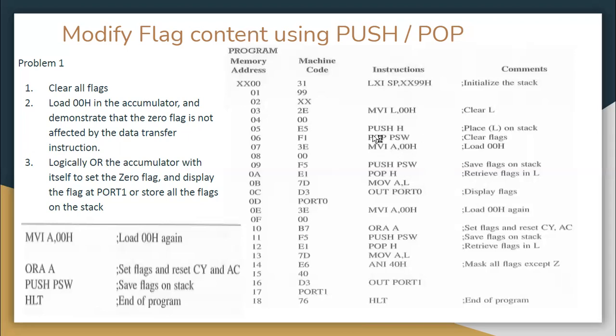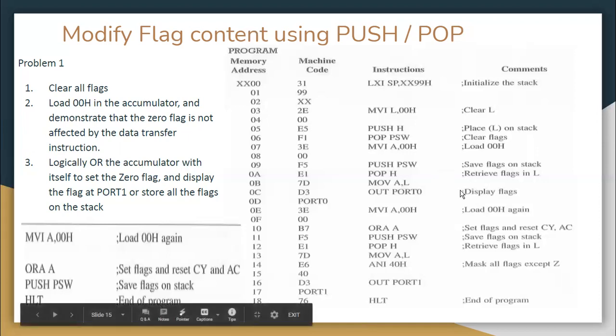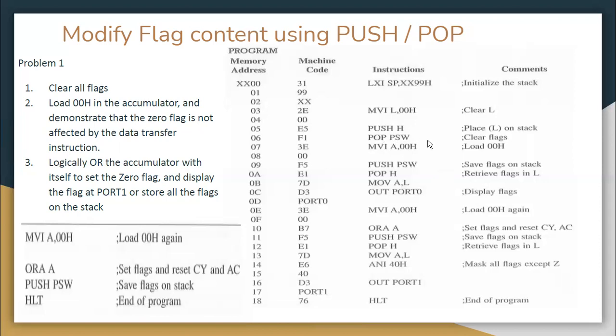Now, when you issue a POP PSW, what happens? The topmost value is popped to the flag register, and the next value, which is the H value, is moved to the accumulator. So by using this, we have cleared the flag register, which is our aim. After execution of this statement, whatever is in the H register will now be in the accumulator because of this POP PSW.